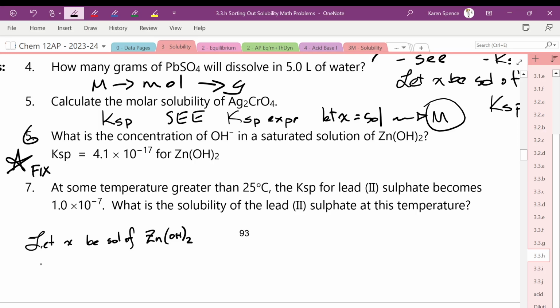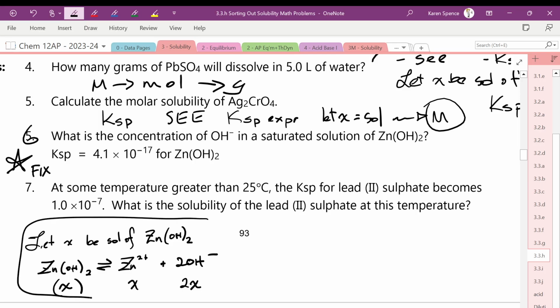Yes? Once you've got this, yes, then you can solve for X. Then you can solve for OH, which is 2X.